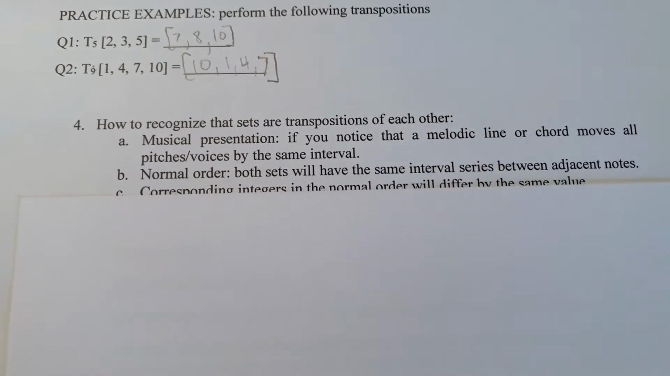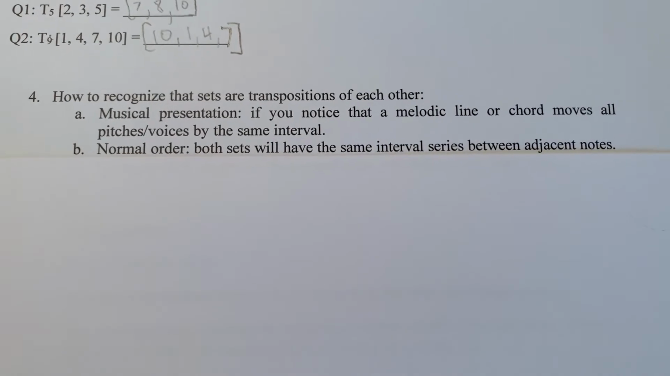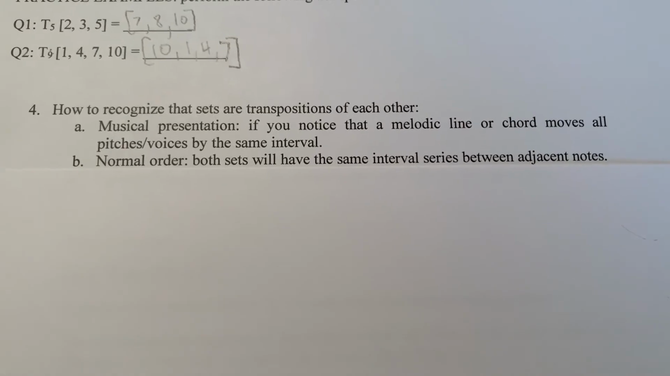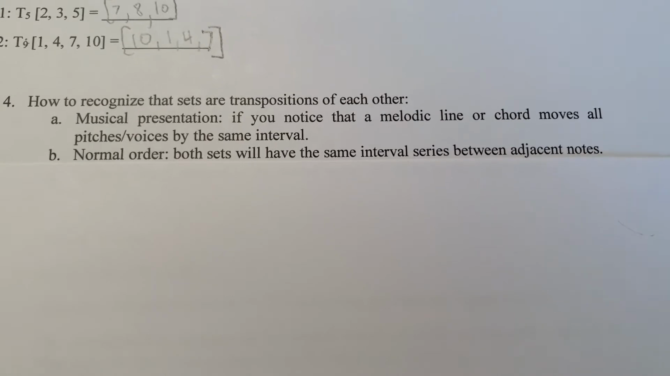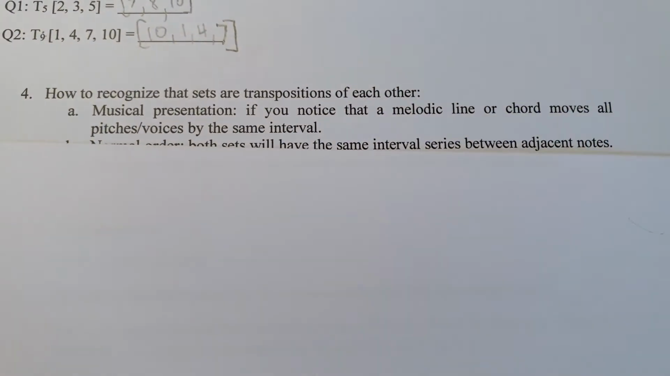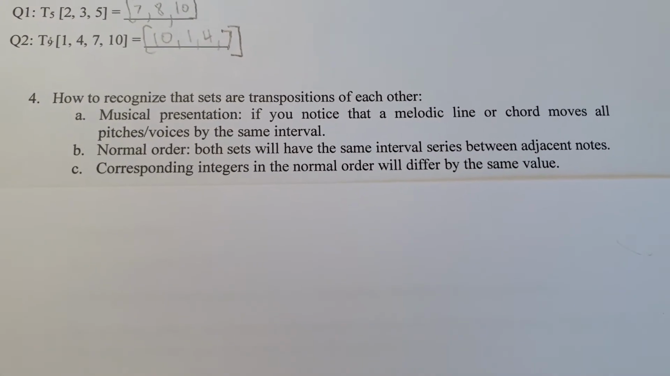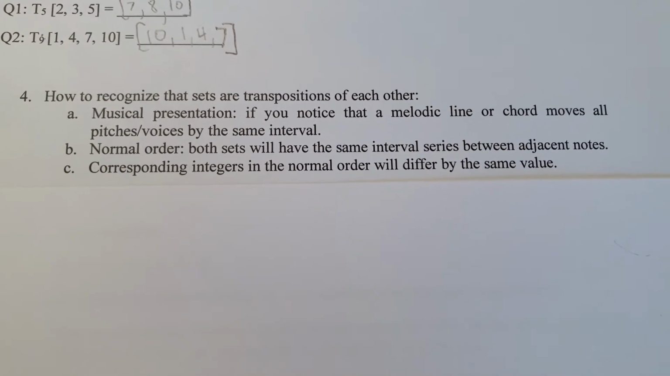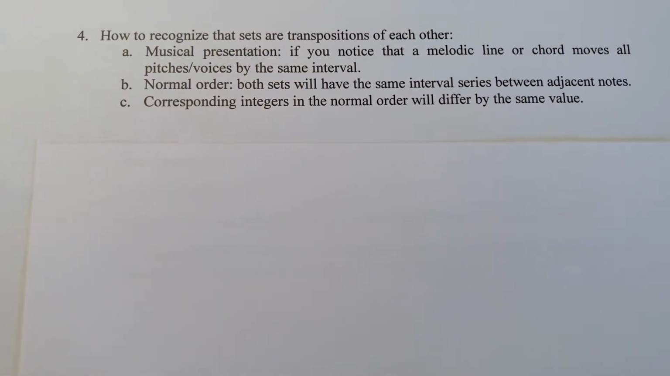Now, another thing, here's where normal order comes in handy. You're probably wondering why we use normal order. Well, this is one of the reasons. If your sets are transpositions, when they're in normal order, both sets will have the same interval series between adjacent notes. And then also, I'll show you that in a second, the corresponding integers in the normal orders will differ by the same value. And that's what's going to give away what the correct answer is for the musical relationship.